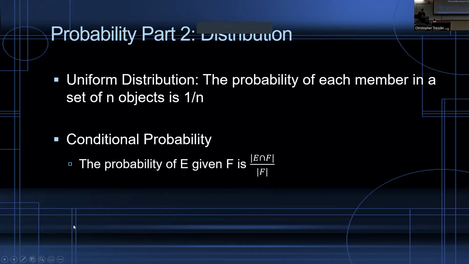Okay. We also have conditional probability. And I have a little graph that I drew earlier that I wanted to share with you guys for an example question for this. So the probability of E given F, E and F both being two separate events, is the probability of E and F over, or rather the cardinality of E and F over just the cardinality of F.